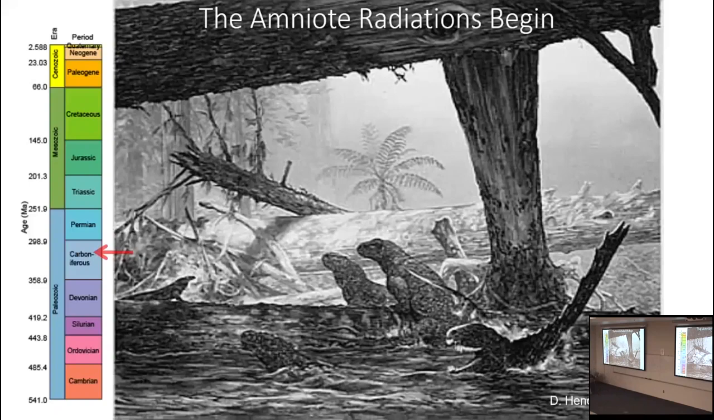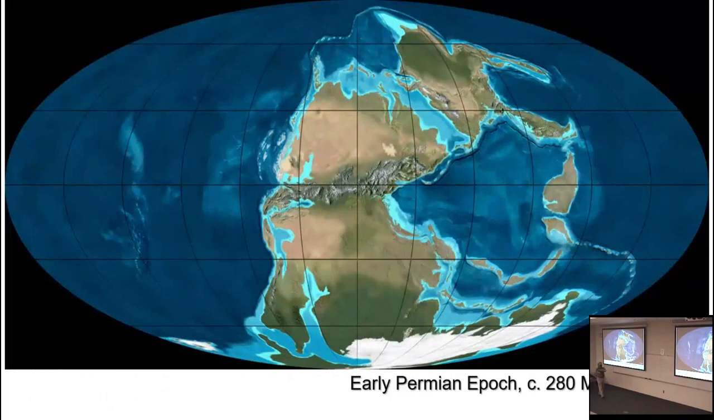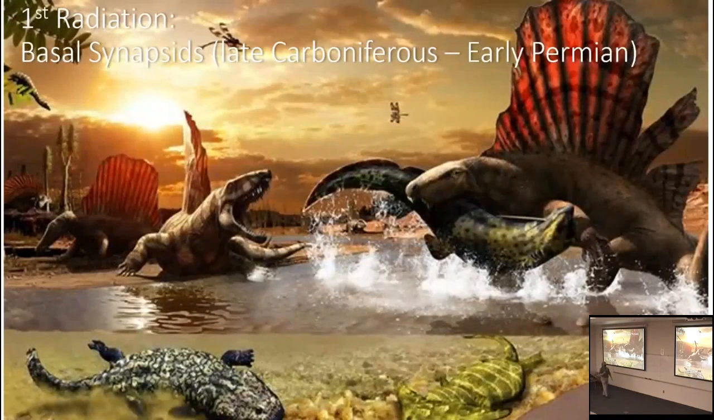And that begins in the mid-Carboniferous, or late Carboniferous, I should say. So here is the Permian, which follows the Carboniferous. All the land masses of the world are essentially connected. Some parts of China aren't connected yet, but otherwise it's all together as a supercontinent called Pangaea. And this first amniotic radiation is one dominated by the early branches, what we call the basal members of the synapsids. And this goes from the late Carboniferous into the early parts of the Permian.